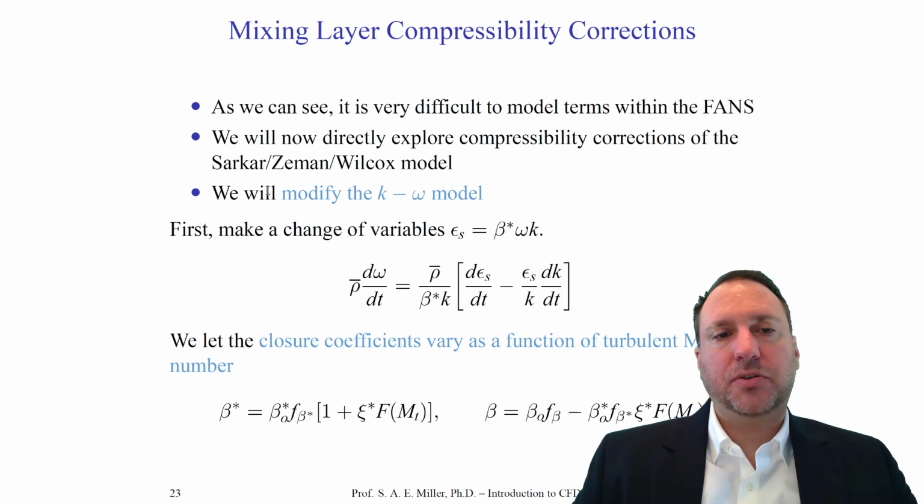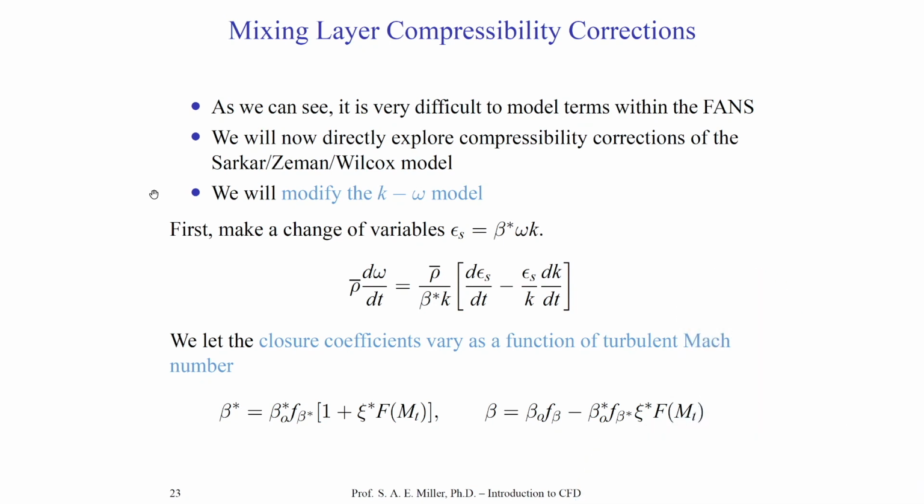So for an example, so you can understand this in the big picture, we'll look at modifying the k omega model. First, let's make a change of variables. We'll say epsilon sub s goes as beta star of omega k. This is very much like our original equations, relating dissipation with specific dissipation, and of course turbulent kinetic energy.